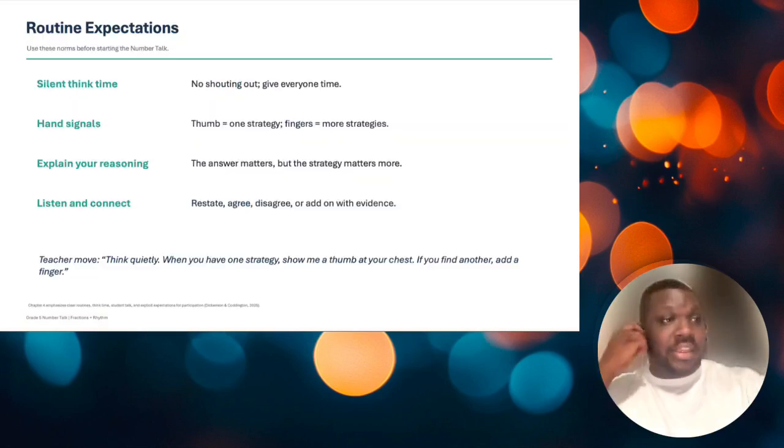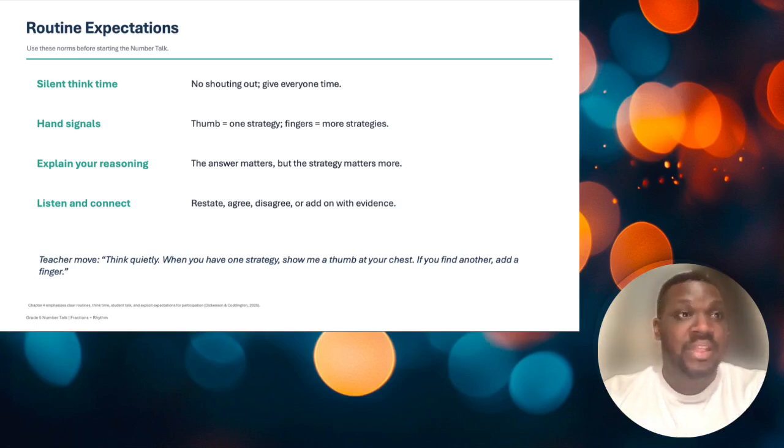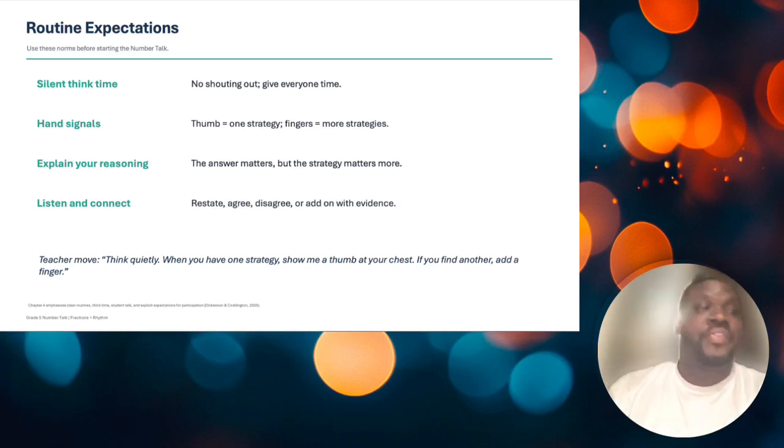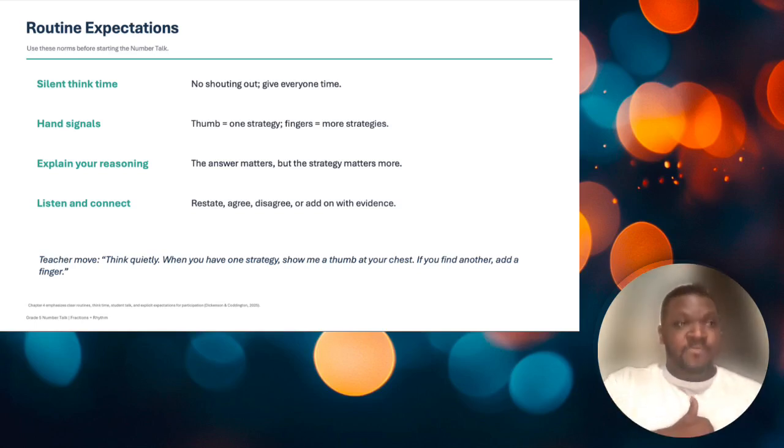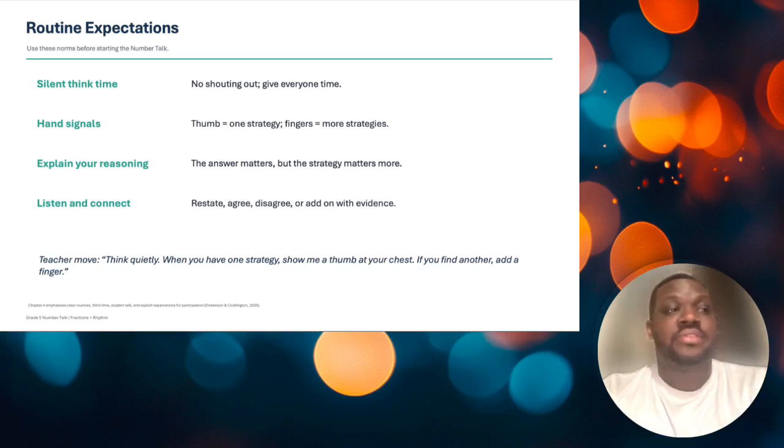So, before we begin here, let's talk about our expectations for our number talk. Students are going to solve each problem mentally and remain silent while everyone is thinking. And then when a student has a strategy, they'll place a thumb at their chest. If they develop another strategy, they can raise an additional finger, like so. These hand signals will allow me to see who's ready without students shouting out answers or interrupting another person's thinking.